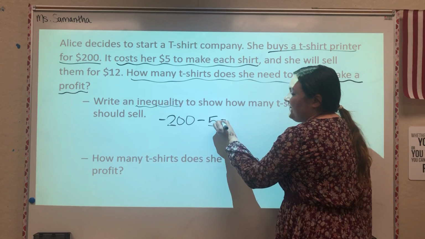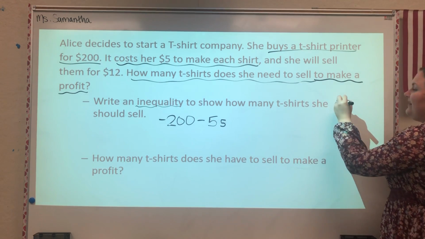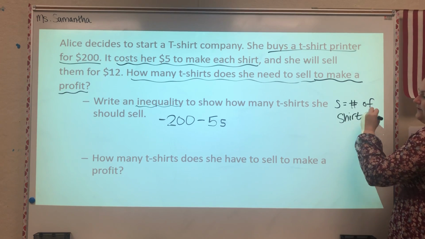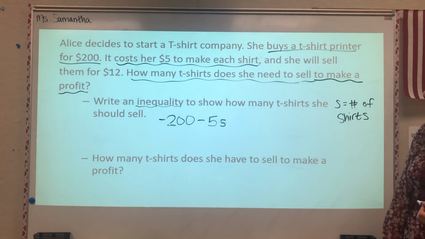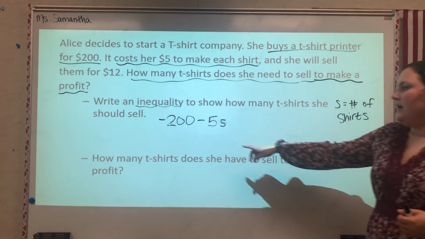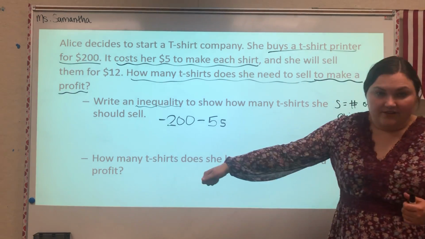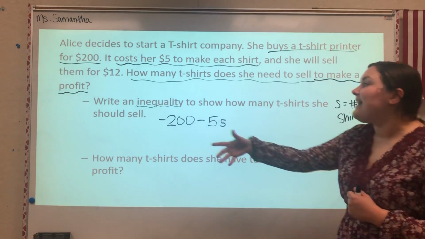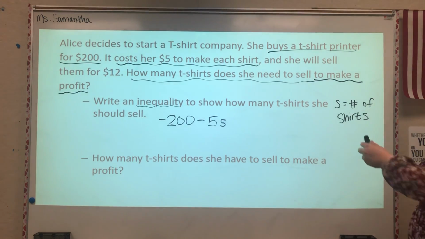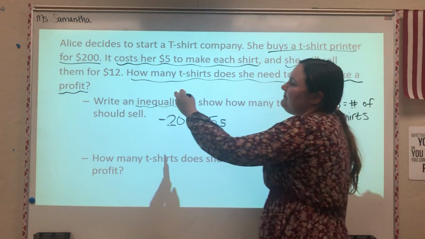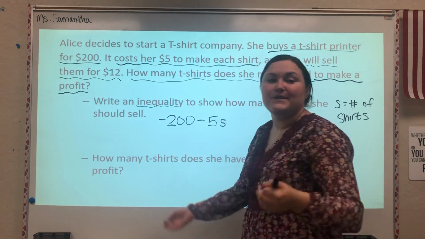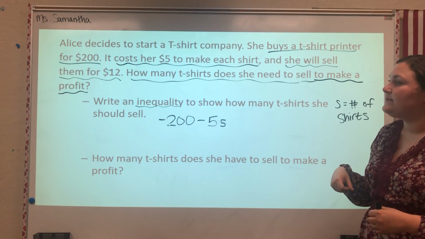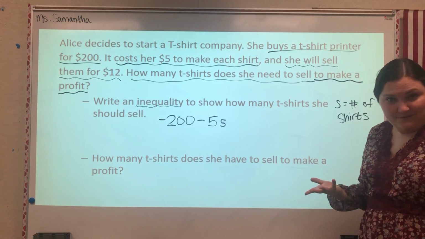I need a variable in there. And we could say S is just the number of shirts. The number of shirts she's going to make. So she spends the $200 on the printer. She spends $5 on every single shirt she makes. Well, when is Alice going to make money? Well, it says she will sell them for $12. So that is where the money she's making is coming from. Every single time she sells a shirt, she makes $12. Well, we finally got to the part where she's making money.